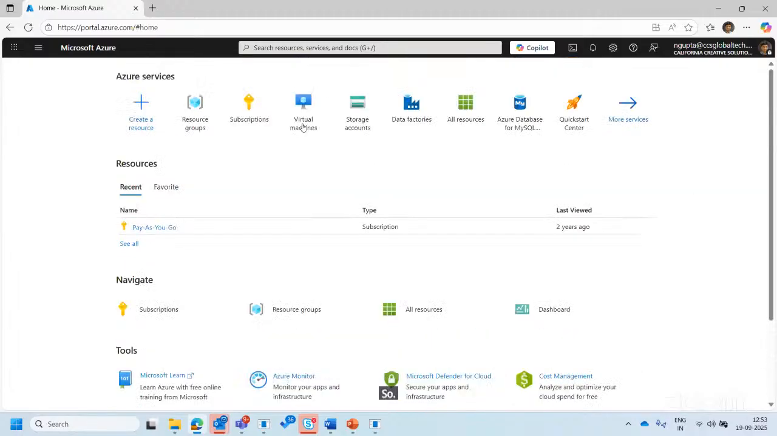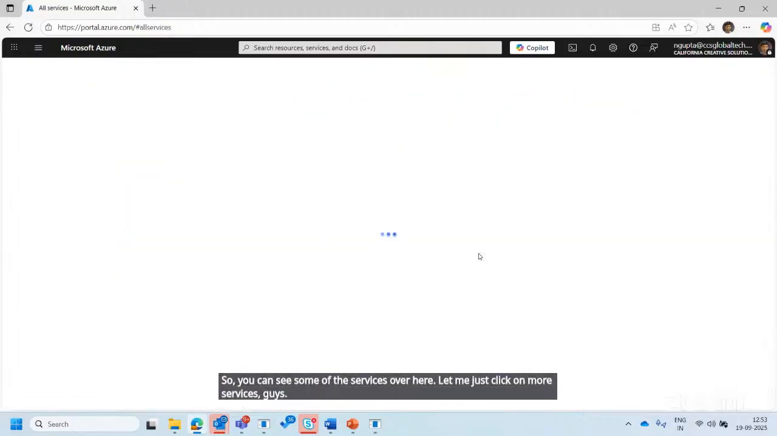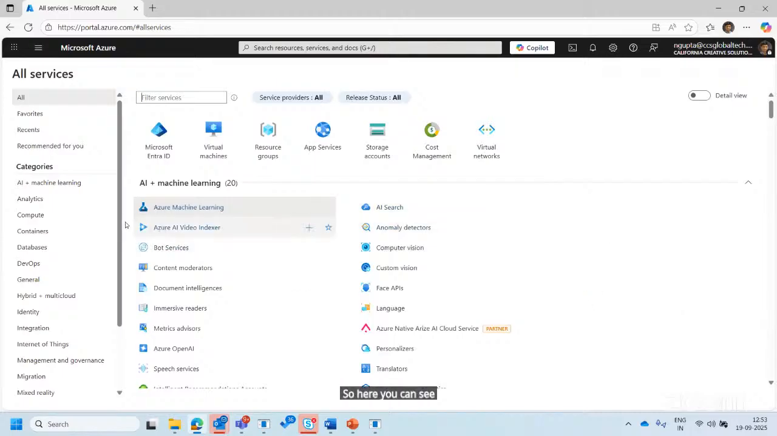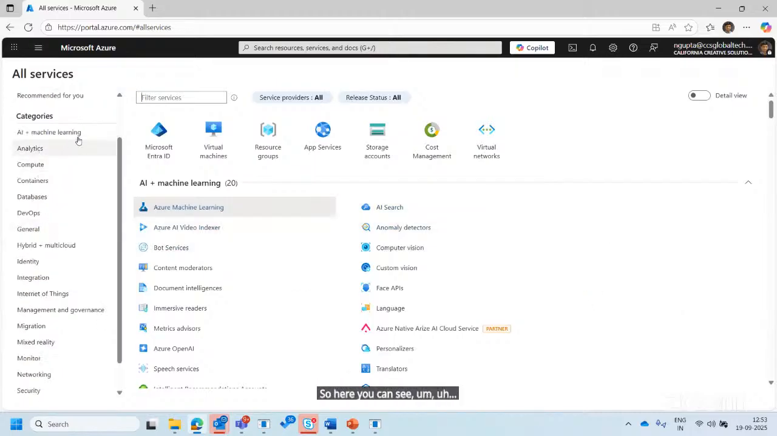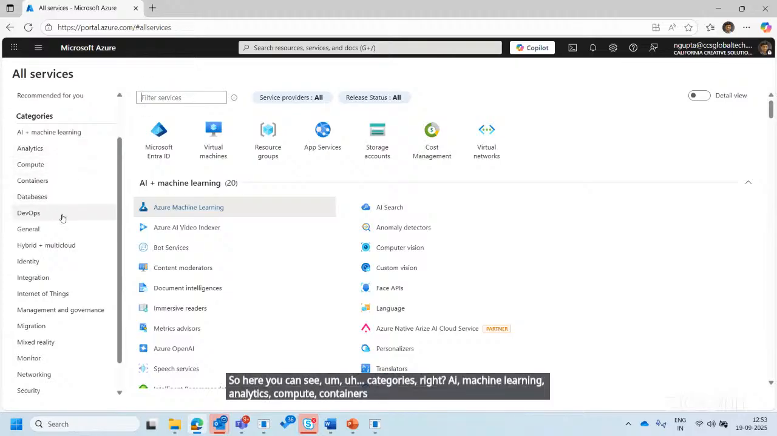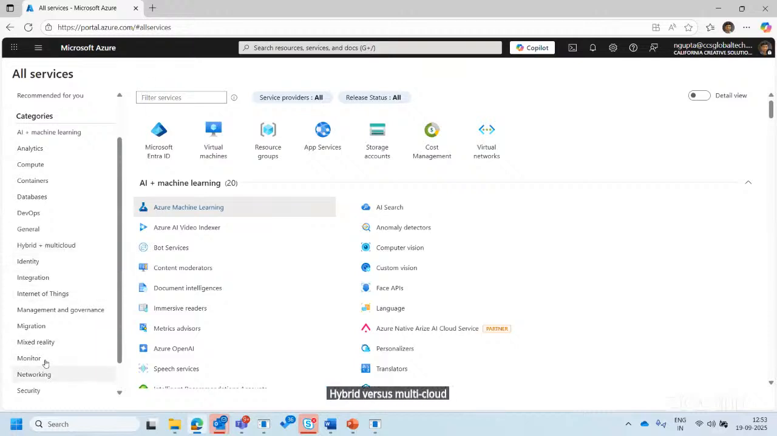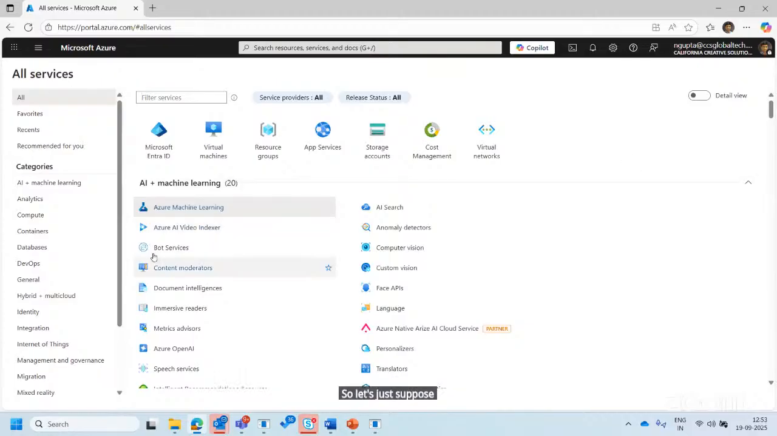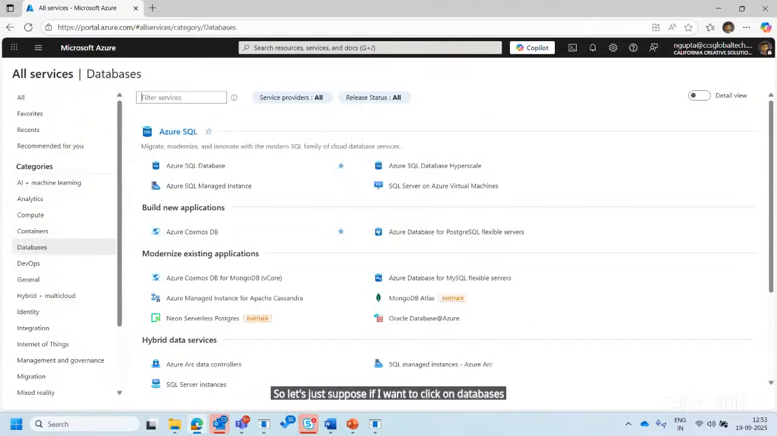So you can see some of the services over here. Let me click on more services, guys. Here you can see categories: AI, machine learning, analytics, compute, containers, databases, DevOps, general, hybrid plus multi-cloud. You can see n number of services over here, right? Let's suppose I click on databases, which is our primary domain. You can see different kinds of databases available that can be utilized in the cloud.